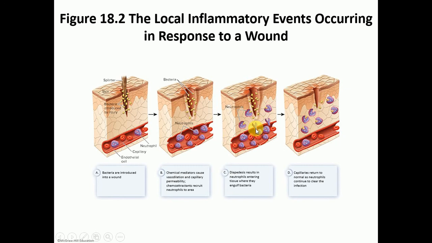You see these white blood cells, the neutrophils, exiting the blood vessels through a process known as diapedesis, which is basically these cells squeezing through the capillaries. Now, what made these capillaries wider? That is the whole inflammatory process.